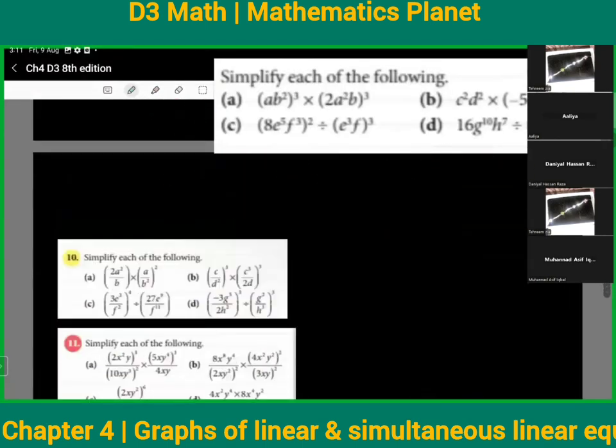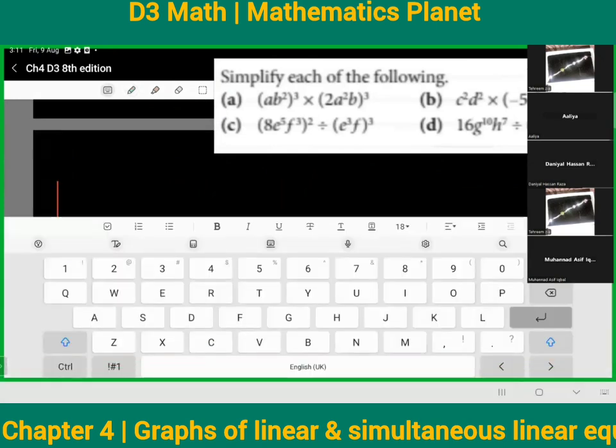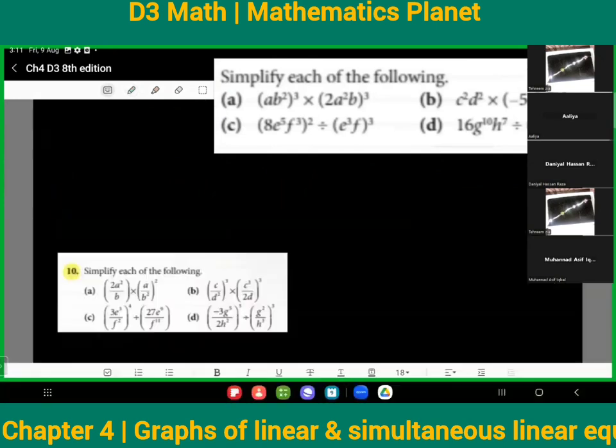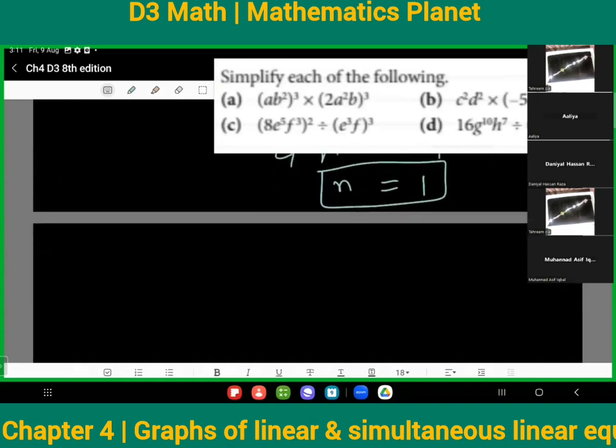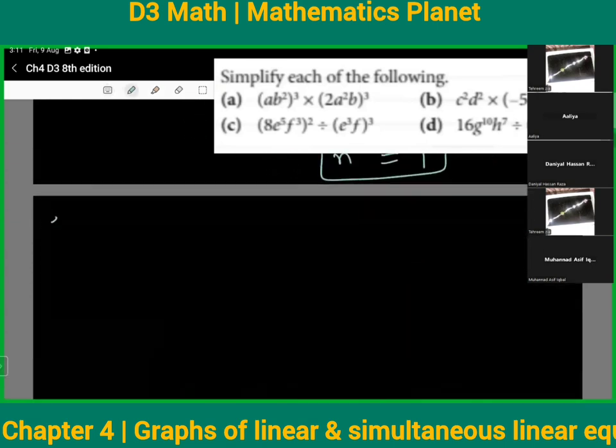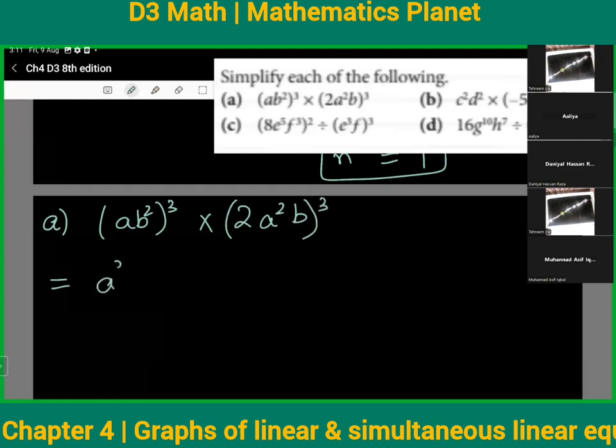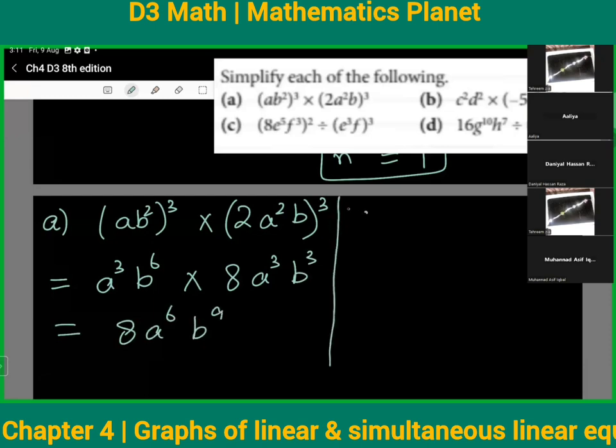Okay. For question number 9: (ab²)³ multiplied by (2a²b)³. So we can write it as a³b⁶ multiplied by 8a⁶b³, which is equal to 8a⁹b⁹. If there is any problem, you can ask me and I can stop there.